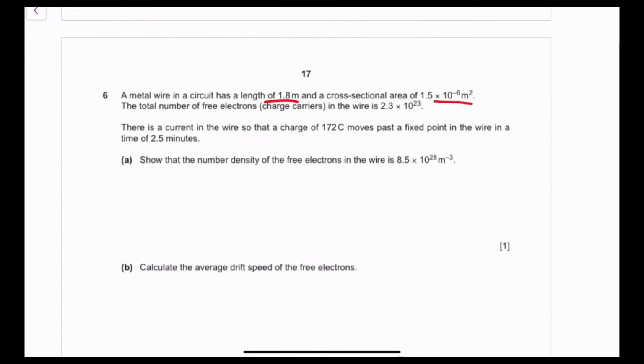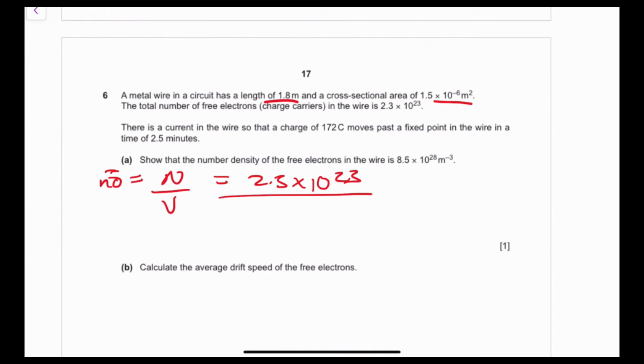So the total number of free electrons in the wire is actually 2.3 times 10 to the power of 23, right? And we've been asked to show that the number density of the free electrons is actually 8.5 times 10 to the power of 28. So what is the number density? Well, the number density is the number of charge carriers per unit volume. Do we have the number of charge carriers? Well, it's 2.3 times 10 to the power of 23.